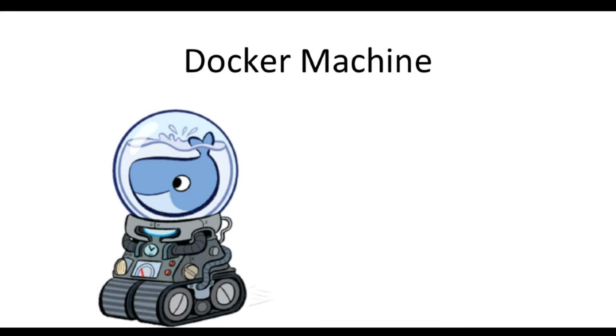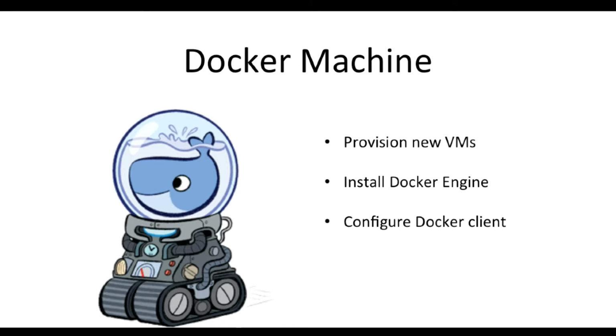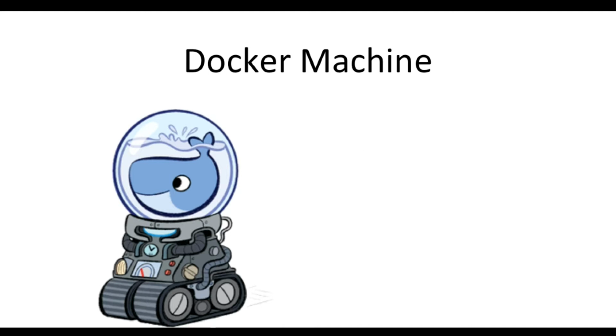The simplest way to provision new VMs and run containers on top of them is by using Docker Machine. Docker Machine can provision new VMs, install Docker tools on them, and link your Docker client with remote Docker machines. Here we have Docker Machine installed on my local box. Using Docker Machine, we can provision a VM on our local machine.